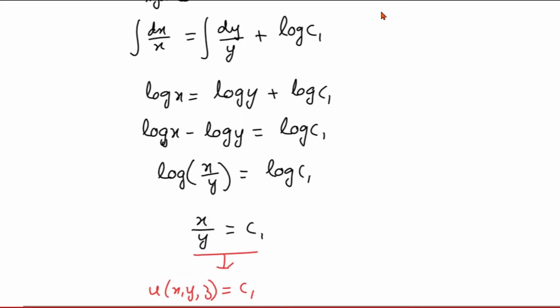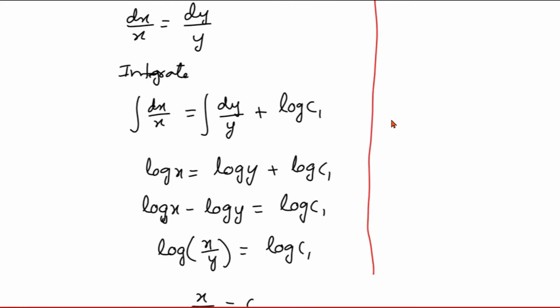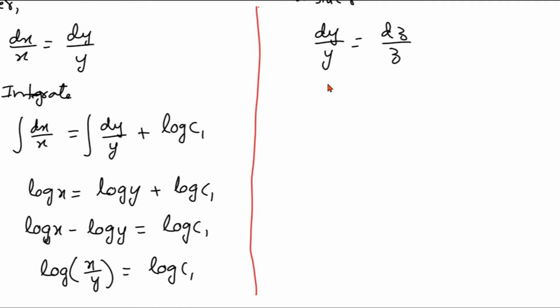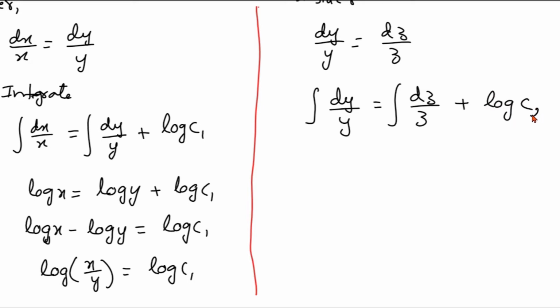Now I'll go for the second solution. If you want to go for the second solution, I'll consider the next two equalities, these two equalities. So consider dy by y is equal to dz by z. Because you can see that these values are in the variable separable form, we'll integrate this. Integral of dy by y is equal to integral of dz by z plus, both these integrals will give us log, therefore I'll add the constant of integration as log of c2. So this will be log of y, and this integral will be log of z plus log of c2.